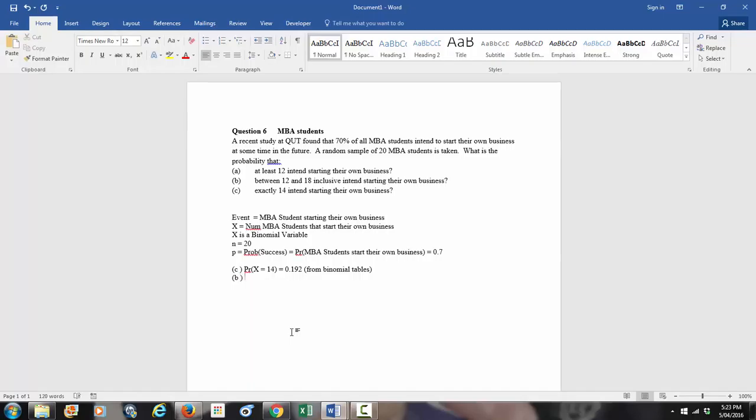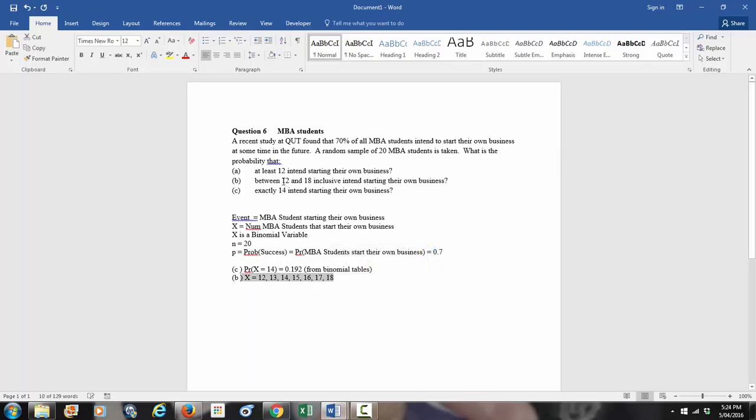Okay, so let's have a look at what part B says. It says between 12 and 18 inclusive, and inclusive just means that it includes the values of 12 and 18, intend to start their own business. So let's have a think about what that means. If it's between 12 and 18, what are the different values that it can take? It can either be 12, 13, 14, 15, 16, 17, or 18. These are the different values which x can take.